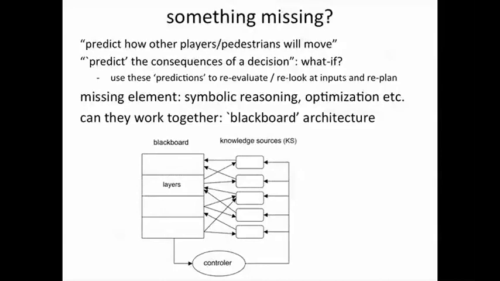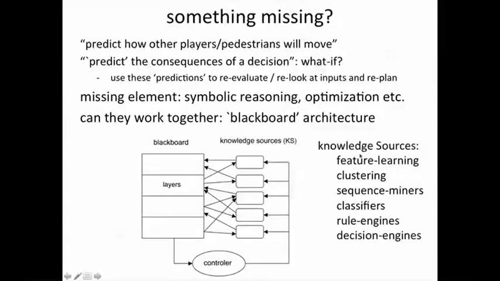The Blackboard architecture consists of a blackboard where knowledge, or what one learns about the world, is posted, and this knowledge is posted by knowledge sources. Now, knowledge sources can be of many types. They could be bottom-up feature learning, clustering, sequence miners like HTM, classifiers, so things which learn from the data directly. Or they could be symbolic rule engines or decision engines which do planning or reasoning.